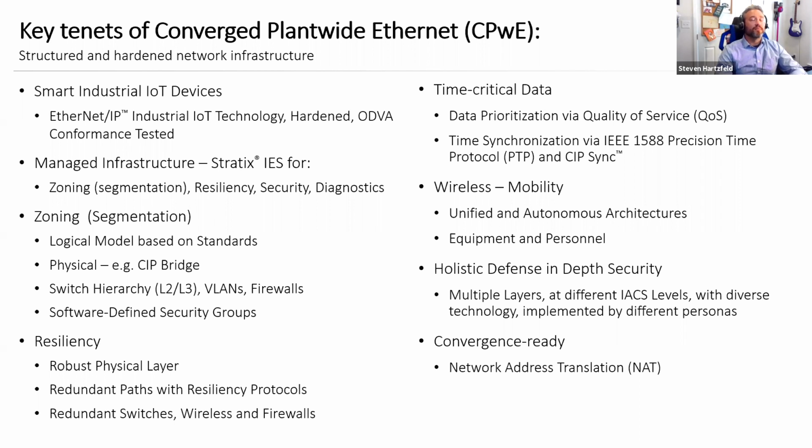Resiliency: you must have a robust physical layer. Deploy redundant paths with resiliency protocols like DLR, EtherChannel, spanning tree, PRP, that's parallel redundancy protocol, and use redundant switches and firewalls, and wireless where applicable. Time-critical data: prioritize your data with QoS, or quality of service, to ensure that your most important packets arrive on time and intact. And leverage time sync protocols like CIP Sync for high-speed applications to keep everything aligned.